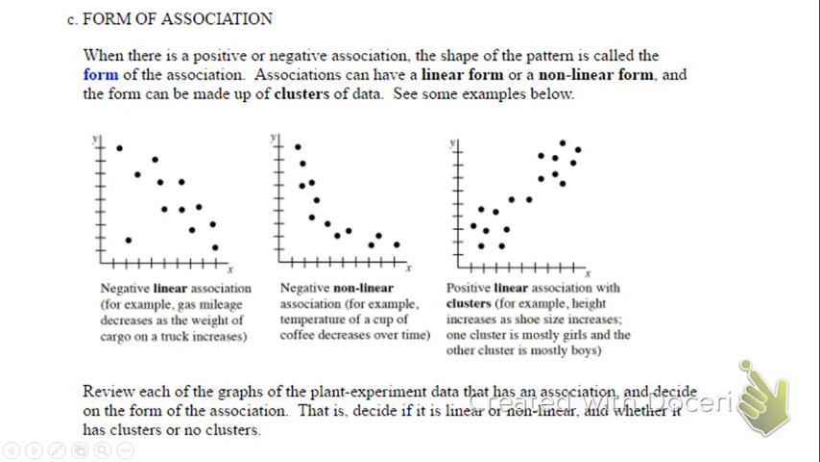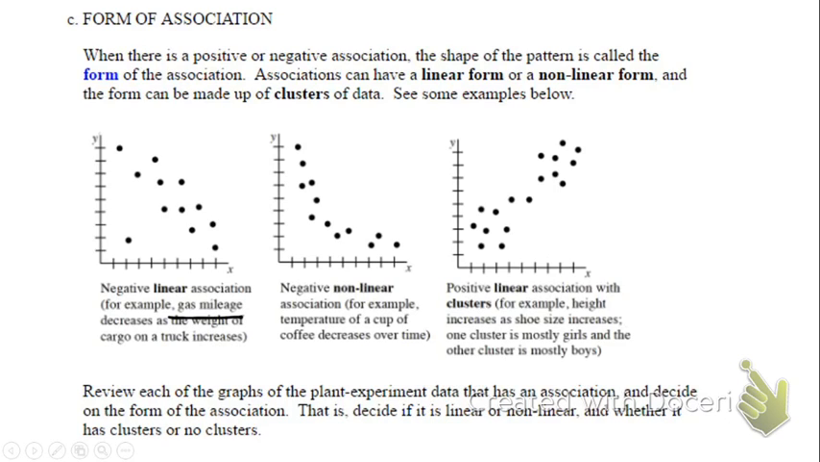Associations can have a linear form or a nonlinear form. The form can be made up of clusters. So these are some examples below. So when we're talking about linear, we're talking about the dots seem to be lining up fairly well for us. Now, they're not all going to line up perfectly, but we do see that they are forming up into more or less a line. Now, that dot does cause some confusion, and I want you to keep the look of that one in your head because we're going to look into something about that later.